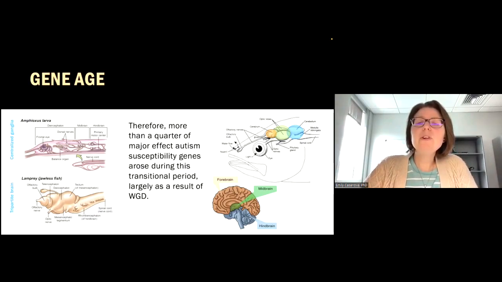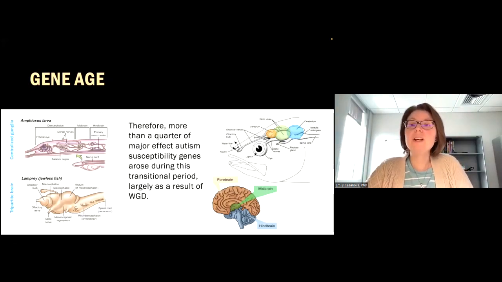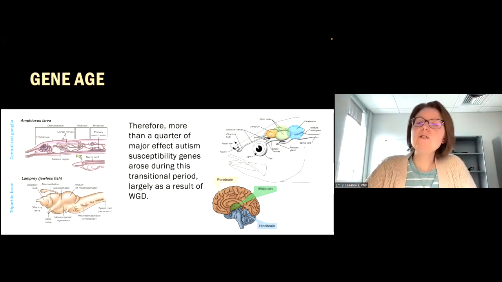So we've got more than a quarter of autism genes that arose during this transitional period when we're developing a true brain, a true three-part brain. And it seems a lot of that is probably due to the whole genome duplications that we had. Because all of a sudden you have a huge extra amount of genetic material, and then you can start tweaking it to do slightly different things, and you may be able to expand and create new tissue types and just create a whole other level of complexity within the body, including within the nervous system.